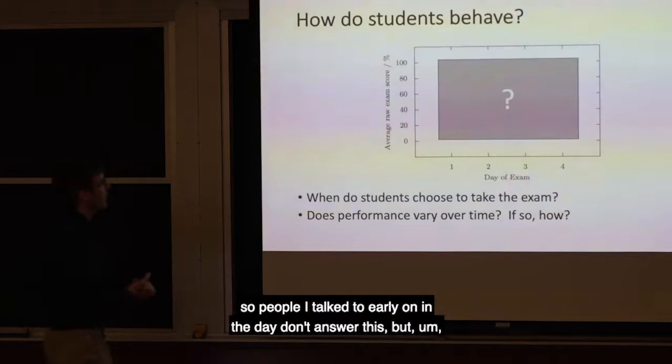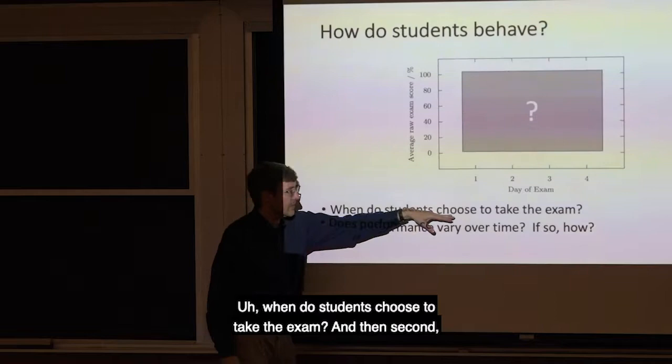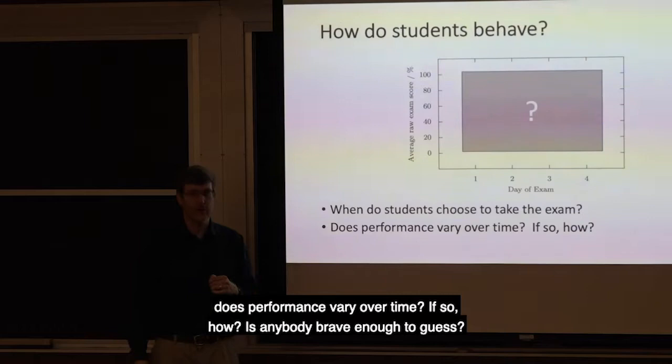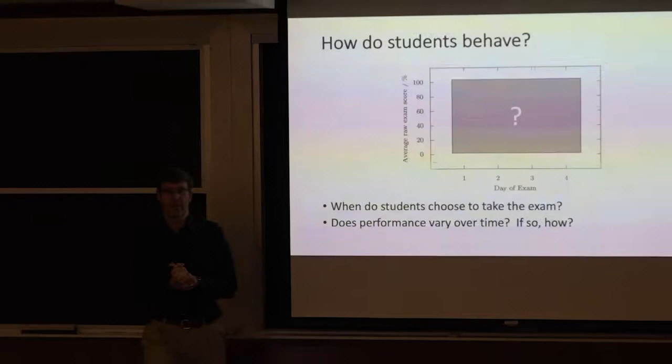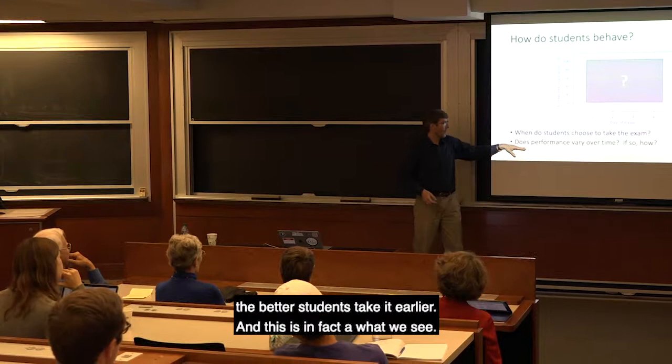The first question is, how do students behave? In particular, when do students choose to take the exam? And second, does performance vary over time? If so, how? Is anybody brave enough to guess when students prefer to take exams? Most near the deadline, the best earlier. Right. So what he said is closest to the deadline, and the better students take it earlier. And this is, in fact, what we see.